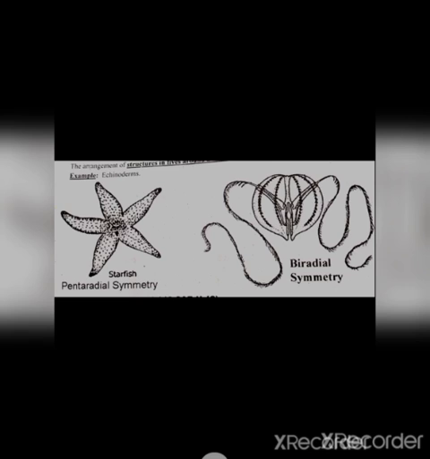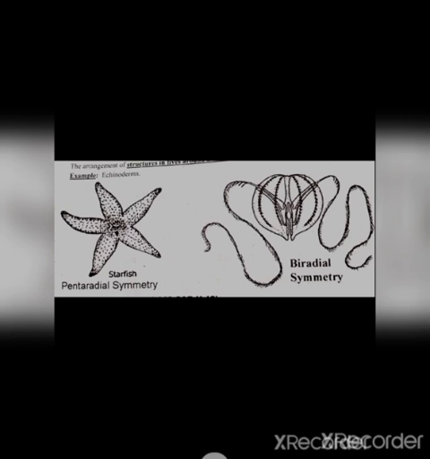These are two diagrams showing two animals. Here the starfish shows pentaradial symmetry. The arrangement of structures in five around a radial animal is called pentaradial symmetry. An example is the echinoderm. Starfish belong to the phylum Echinodermata.